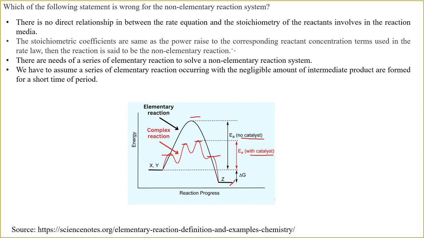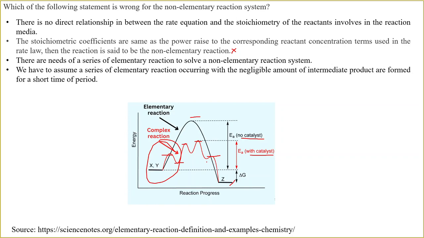The third one is there are needs of a series of elementary reactions to solve a non-elementary reaction system. Now let's analyze this. In this complex reaction, the red curve, you can treat the first bump itself as an elementary reaction. Can we do that? Yes, we can do that. What is happening here is we are starting with the reactant, then we have our first rise, and then we stop at this point. If we treat this single bump as an elementary reaction, we can break down the entire complex or non-elementary reaction into a series of elementary reactions.